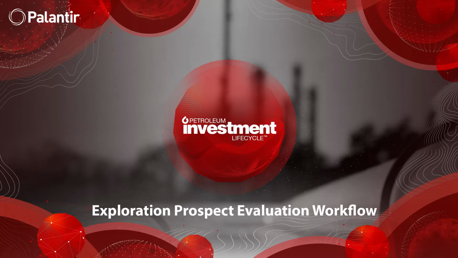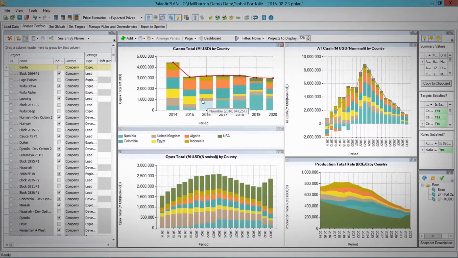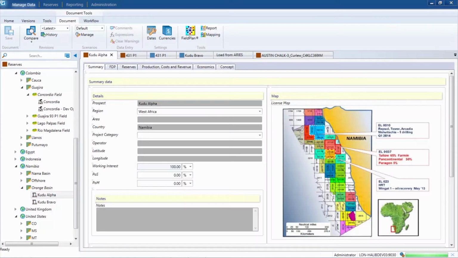The exploration prospect evaluation workflow brings new information about a prospect redevelopment concept and how it can impact an entire company's portfolio, capital allocation, and production targets. For this specific scenario, we have a prospect in Namibia called Kudu Alpha, which we have put on our watch list. This prospect looks okay, but currently does not have a significant impact to our portfolio.